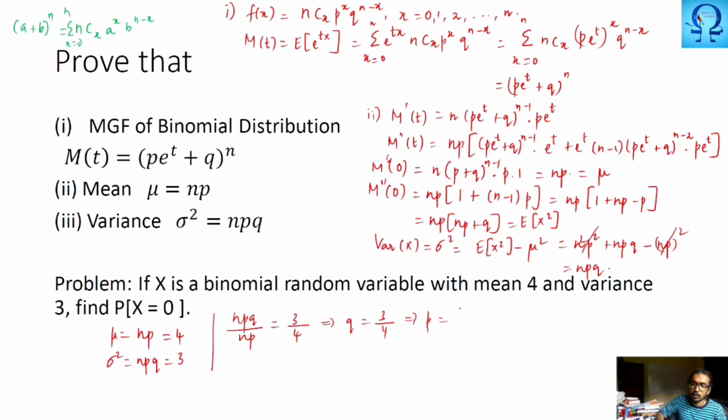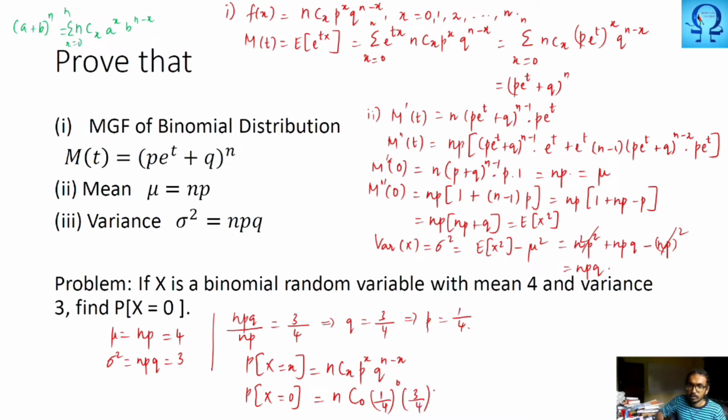Therefore p is 1 by 4, and we know that the probability of X equals x is nCx p to the power x q to the power n minus x. So we need the probability of x equals 0, which is nothing but nC0, p is 1 upon 4 to the power 0, 3 upon 4.